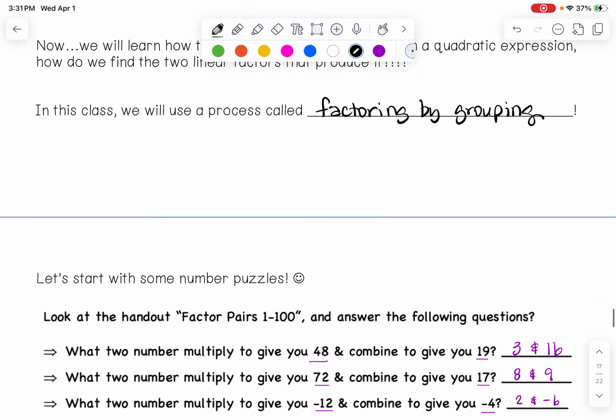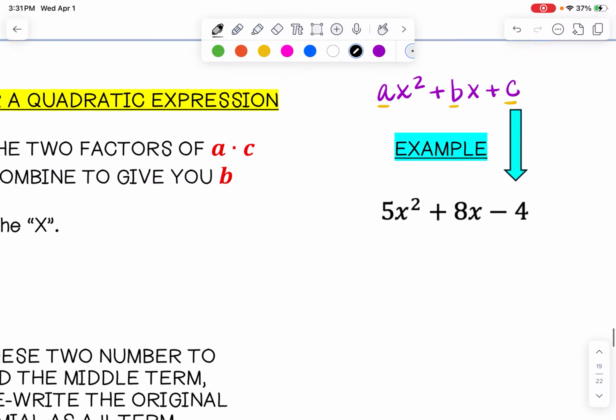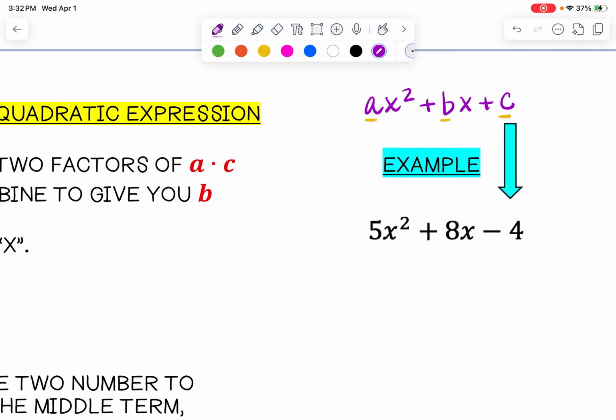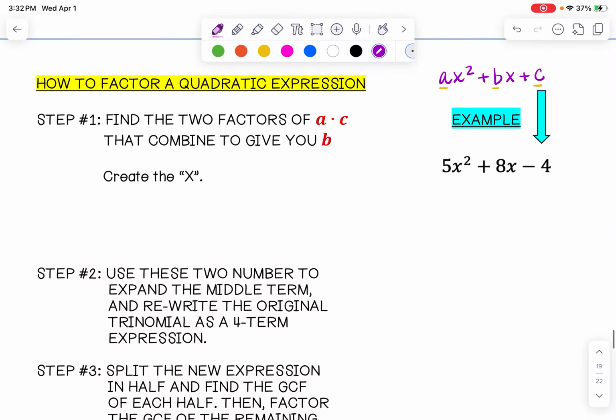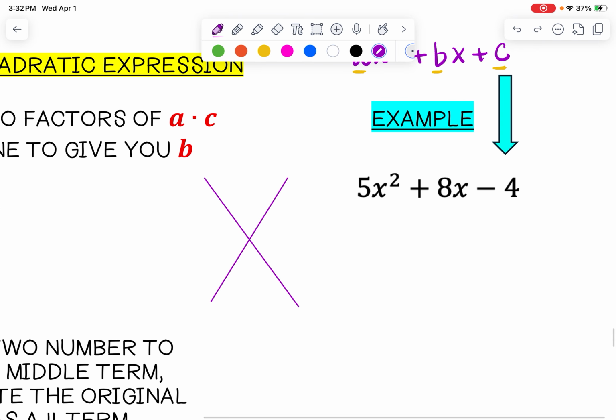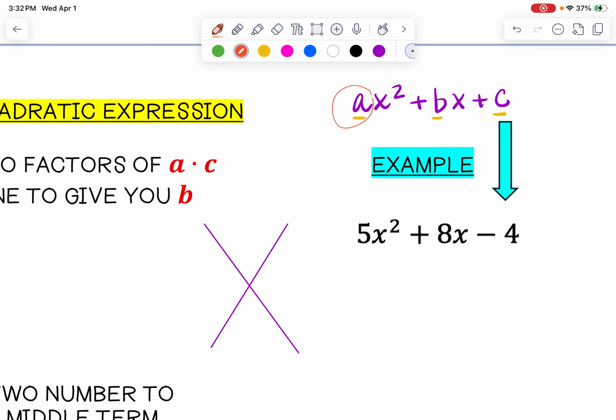All right, so now that we know our plan, let's go back to this example. So the first thing you're going to do is you're going to create a number puzzle. And if you haven't looked at the number puzzles, you should go back to this page up here and look through that. So for the number puzzle, we're going to make an X. And this right here tells you how to create the number puzzle, right? So the first thing you're going to do is you're going to multiply the a times the c. And remember, the a is the number in front of the x squared and the c is the number in the back. So a is 5, c is -4. Don't forget to put that negative with the 4. They belong together. So that gives me -20. And that's the number that's going to go in the top of our number puzzle.